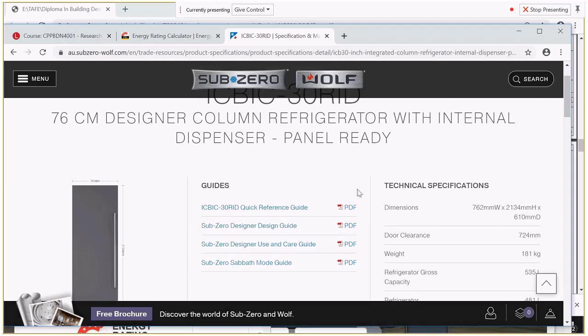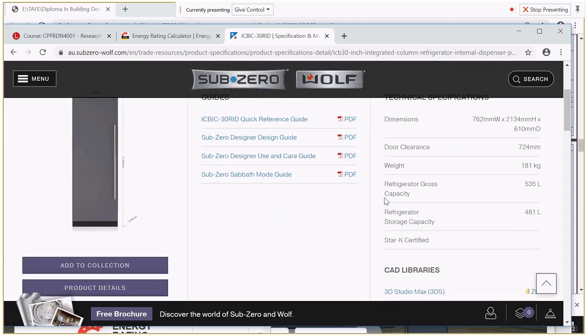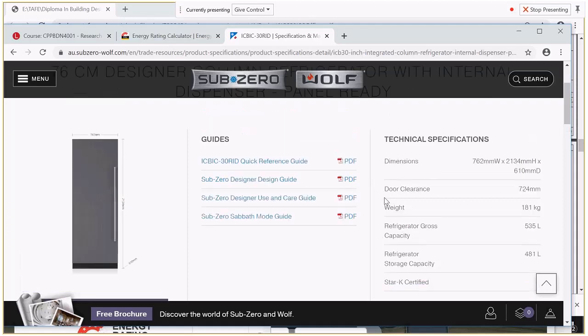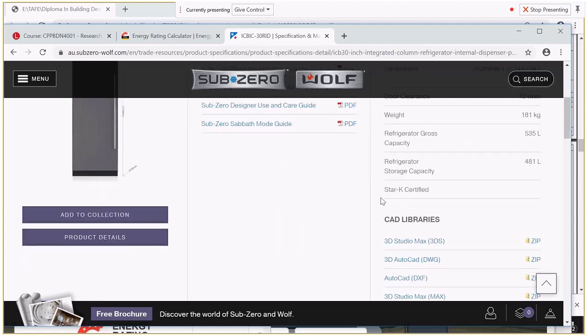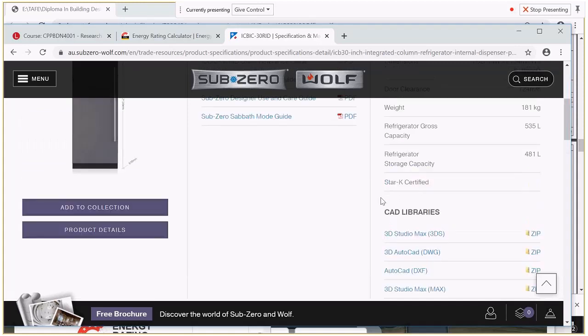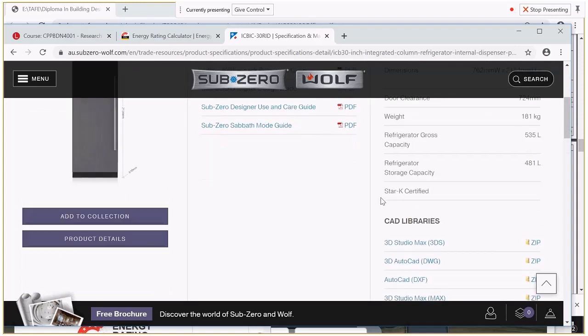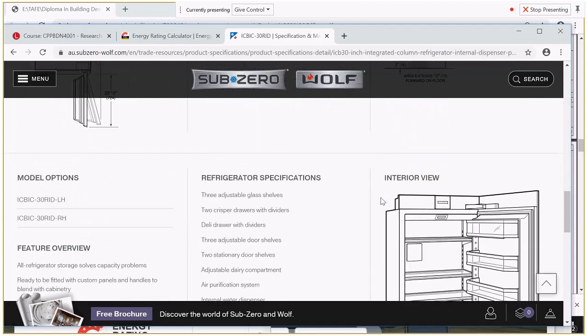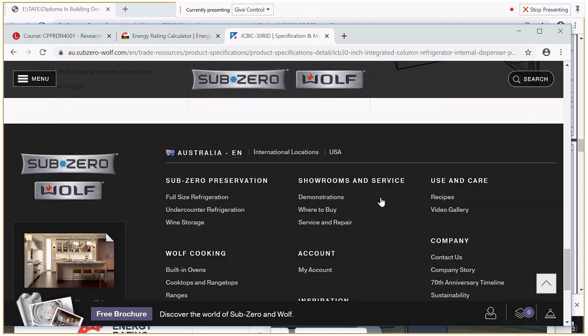Bear with me, I haven't been to this website before. Search this particular model, but what we want to do is find out annual kilowatt usage. Design guide, no, probably not. We're looking more for, oh geez, you've got CAD models of this refrigerator. That's cool. But what I'm looking for here are specifications for that.